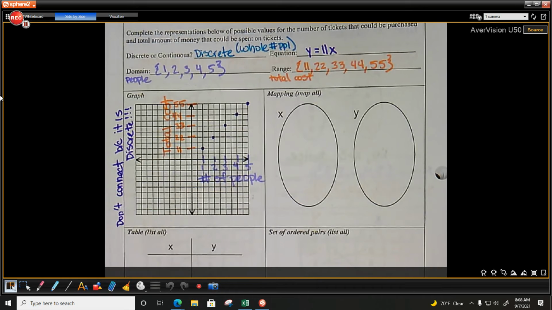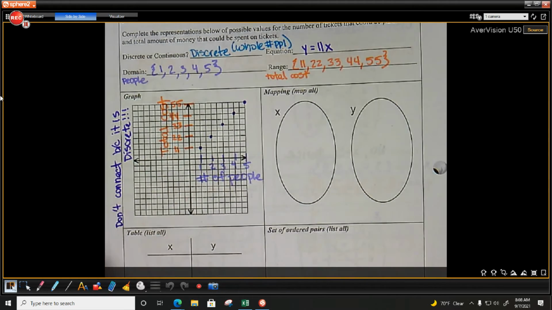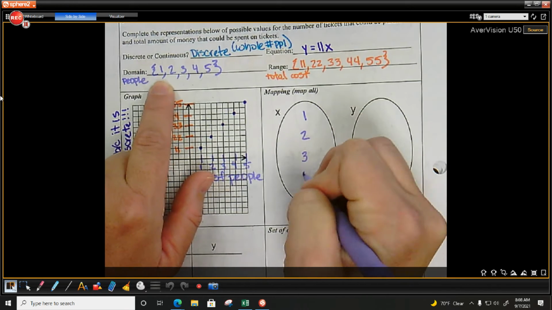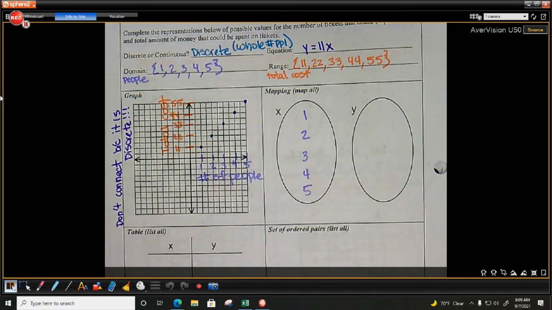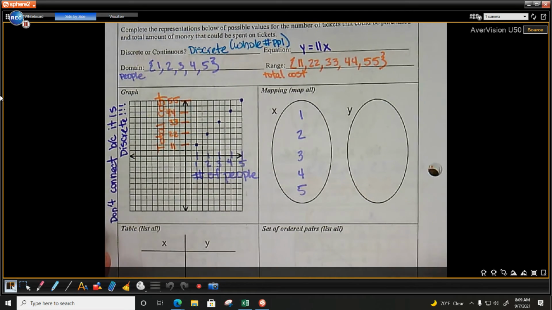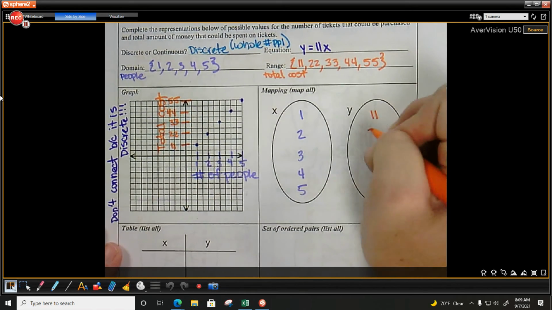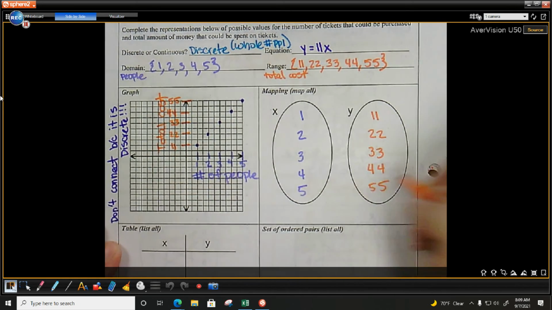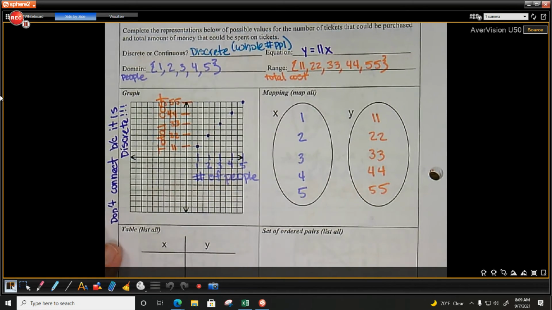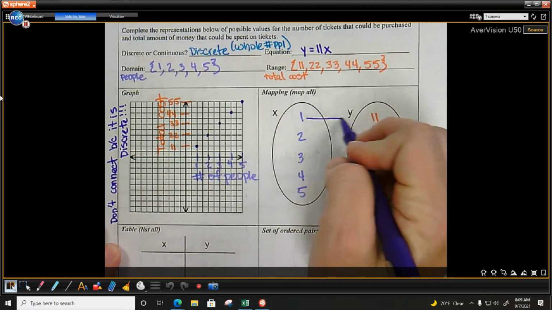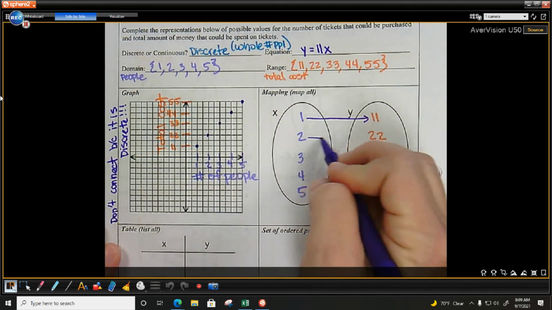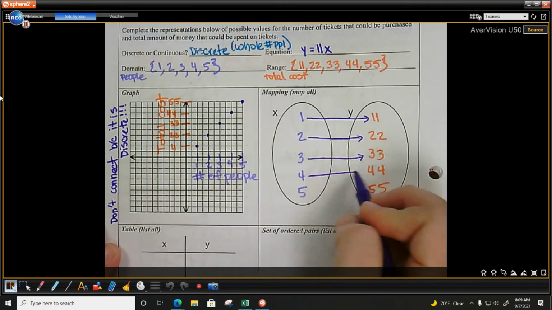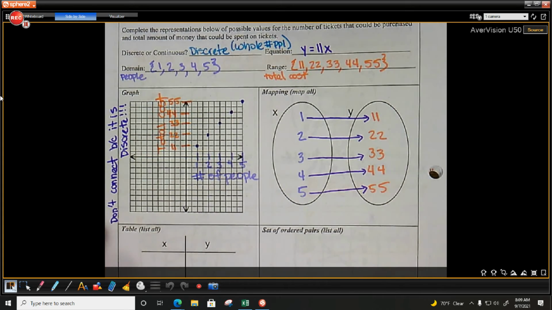Remember, the first little bubble is your x's or your domain values. So I'm going to go 1, 2, 3, 4, 5. And then the second bubble is my y values. 11, 22, 33, 44, and 55. And I am connecting them. When one person goes, the cost is $11. When 2 people go, it's $22. When 3 people go, it's $33. 4 is $44. 5 is $55. Are we okay with how to make our mapping diagram?